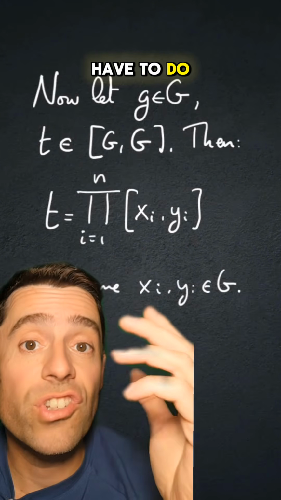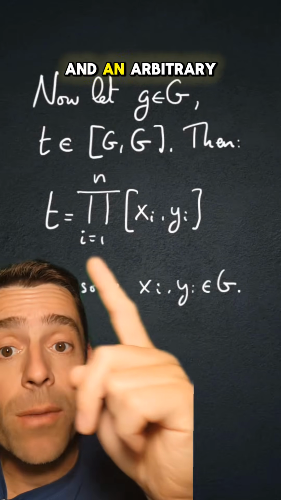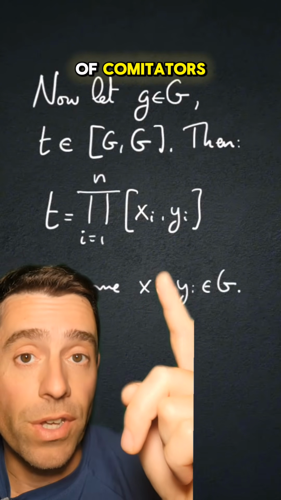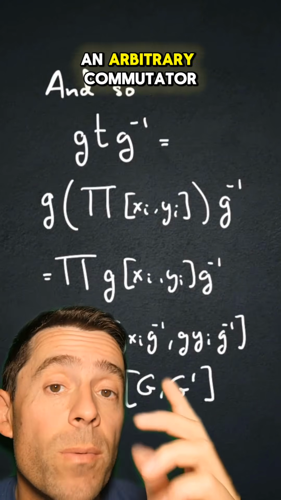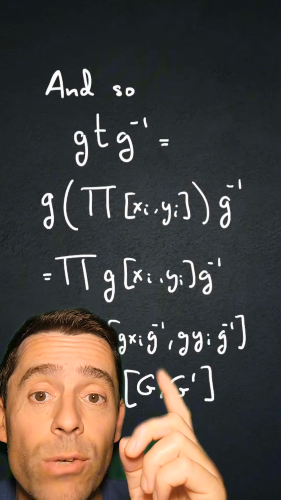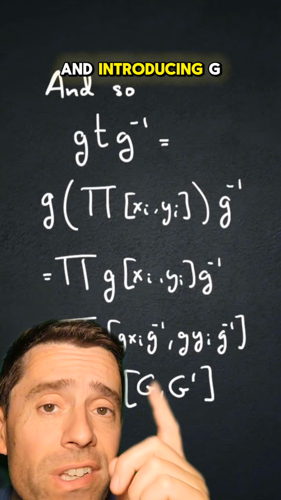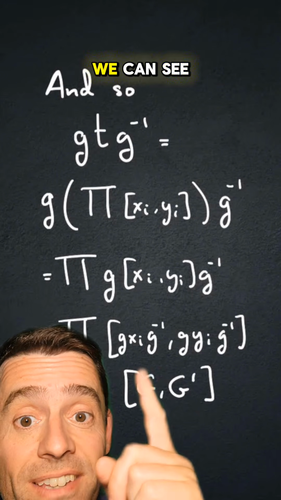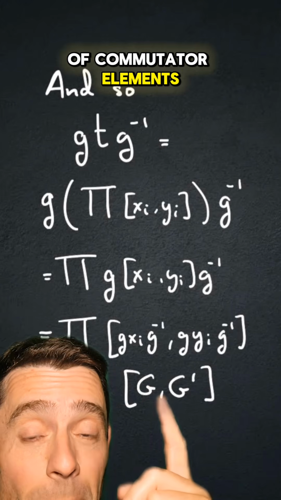And now I have to do the same thing, but for an arbitrary element of the commutator subgroup. And an arbitrary element of the commutator subgroup is a product of commutators. And now we can see what happens when I conjugate an arbitrary commutator subgroup element. It will be the conjugate of a product of commutators, and introducing g times g inverse between every product of two commutators, we can see that that is a product of conjugates of commutator elements.